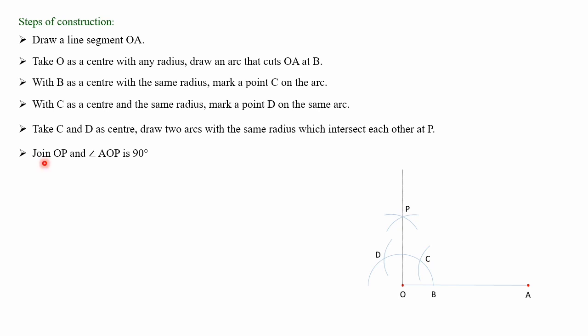And next is join OP, and angle AOP formed is 90 degrees. So these are the steps of construction, and the steps of construction you must write in your own words. This is just a sample of the steps of construction. You can write as you wish without any grammatical error.